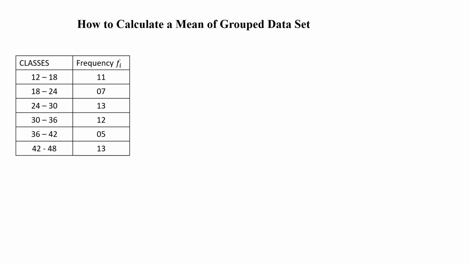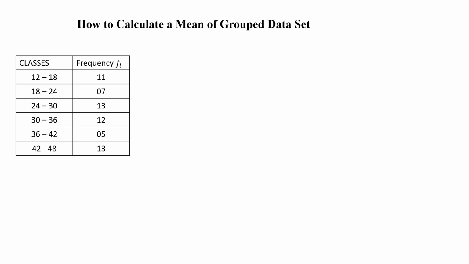But before that, what does grouped data mean? Grouped data refers to data that is organized into classes or intervals. Instead of listing each individual data point, the data is grouped into categories based on a range of values.